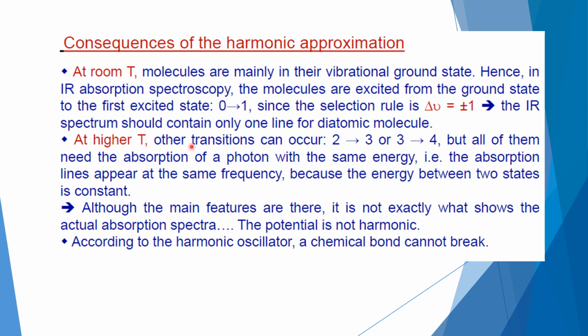At higher temperature, other transitions can occur, 2 to 3, 3 to 4, but all of them need the absorption of a photon with the same energy. That is, absorption lines appear at the same frequency because the energy between two states is constant.